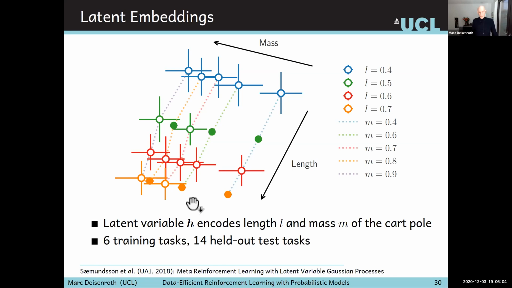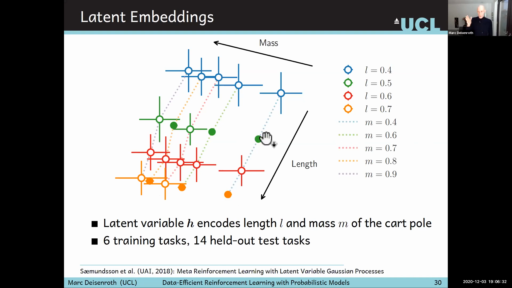We use 6 training configurations, which are these disks here. That means we have lengths 50 centimeters and 70 centimeters, and masses 800 grams, 600 grams and 400 grams. So these are these orange disks.